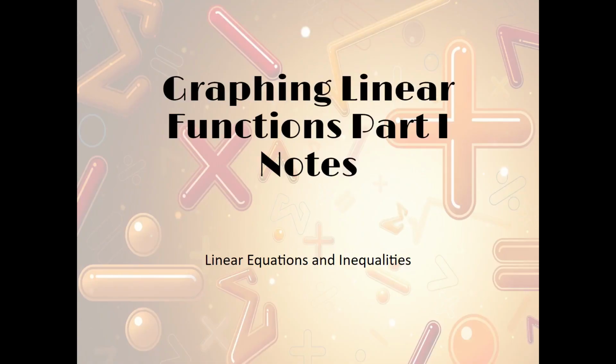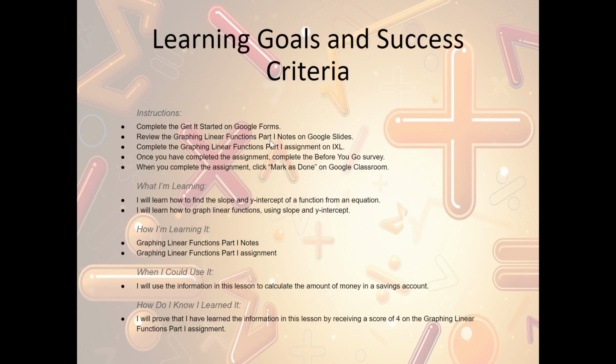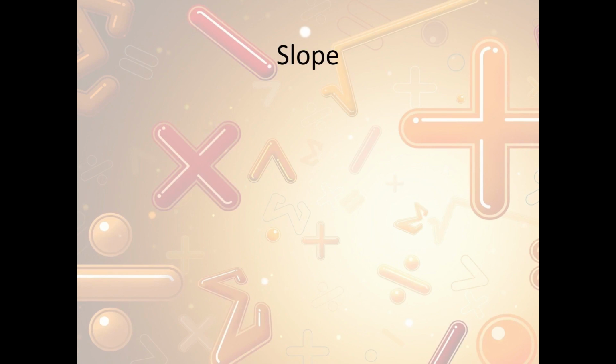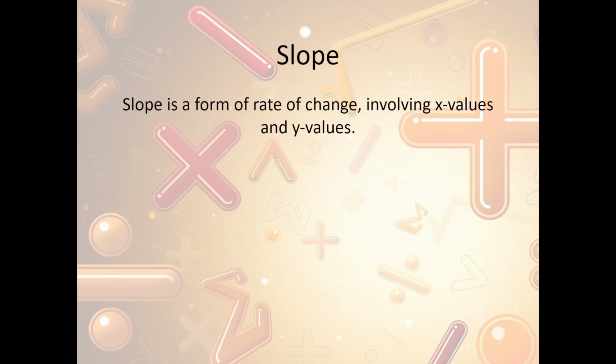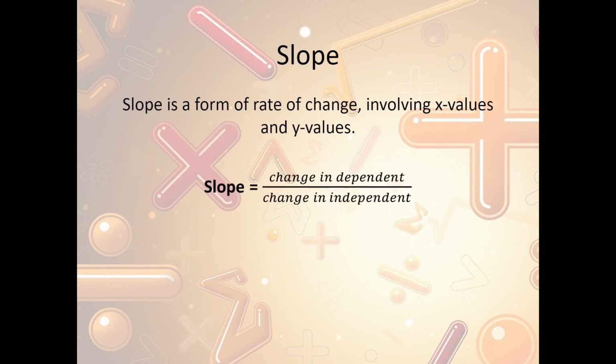Let's take a look now at the Graphing Linear Functions Part 1 notes. We begin by taking a look at our learning goals and success criteria. Now let's talk about slope. What is slope? Slope is a rate of change involving x values and y values. Slope is known for being the change in the dependent variable over the change in the independent variable. Now what does that really mean? That really means that slope is the change in the y values over the change in the x values. So it's always y over x.